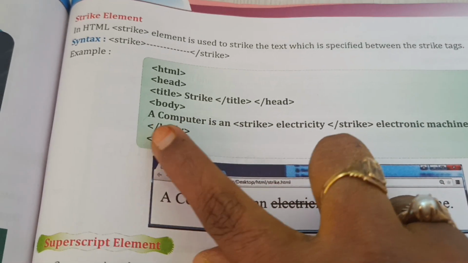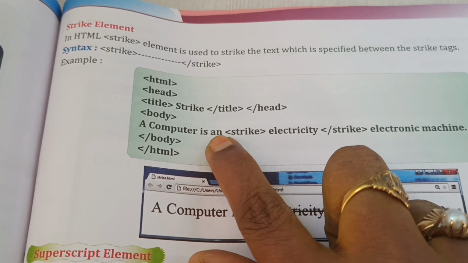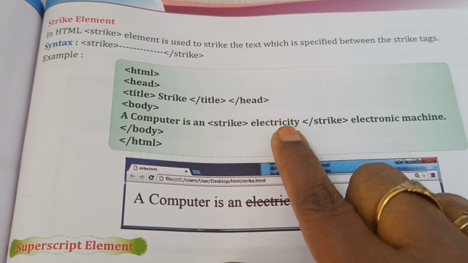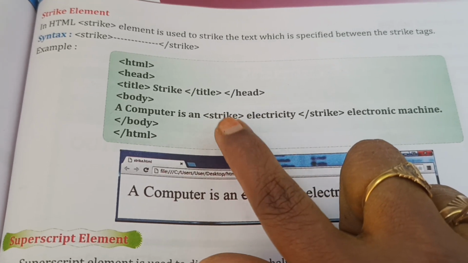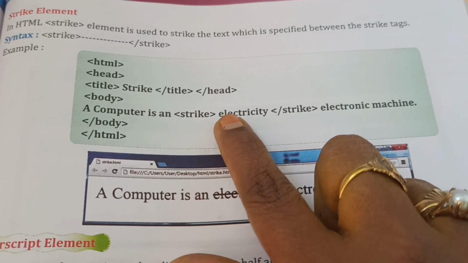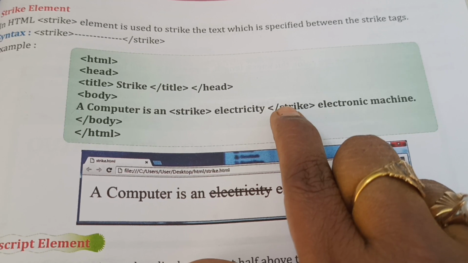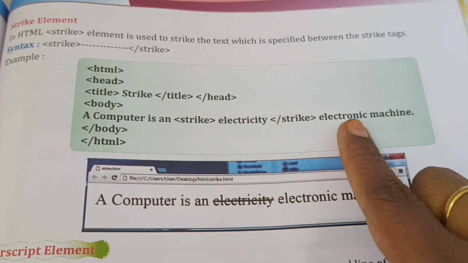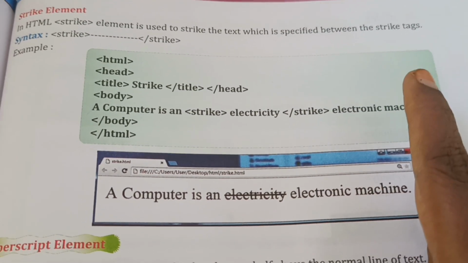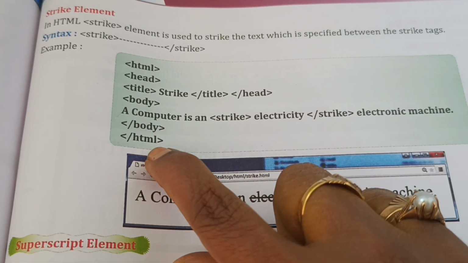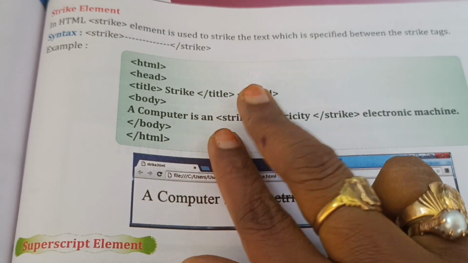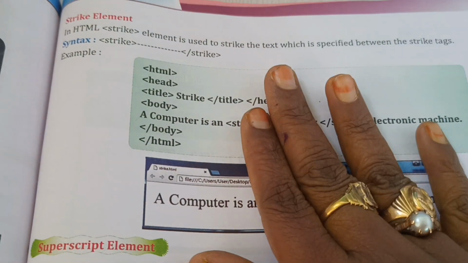Body, again observe: a computer is an electricity. Electricity is the wrong answer, so before electricity, strike opening bracket, and after it, strike closing bracket. Next, electronic machine is the correct word, added there. Next, close the body, and close HTML also. In this program I am explaining practically.